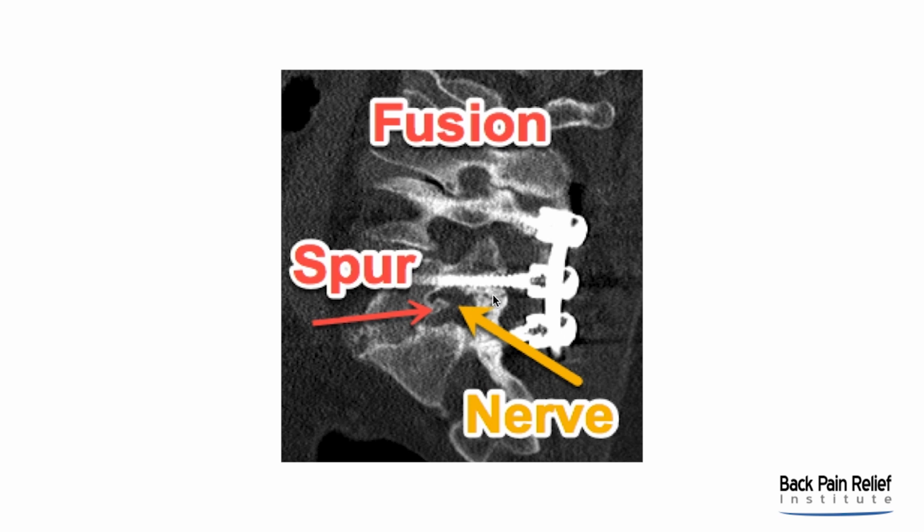You can see that he didn't want to go through a revision, and there's no need to, when you can just open this up and trim out the spur alone with an endoscopic type of procedure.